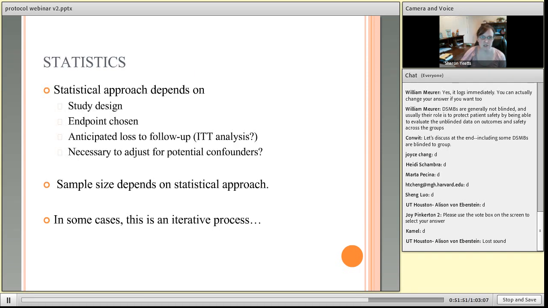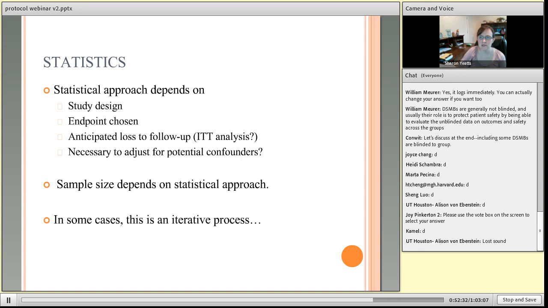As far as the statistics goes, the statistical approach is going to depend on everything that we've just talked about: the study design, the endpoint we chose, how much loss to follow-up we anticipate. In many of the later phases of clinical research, we're doing an intention to treat analysis, which means everyone gets randomized and everyone gets analyzed to the treatment at which they were randomized. That means even if I'm missing an outcome, I have to include them. And that's an important consideration because they can dilute my treatment effect. And whether it's necessary to adjust for potential confounders will impact our analytic approach. And then, of course, the sample size depends on that approach.